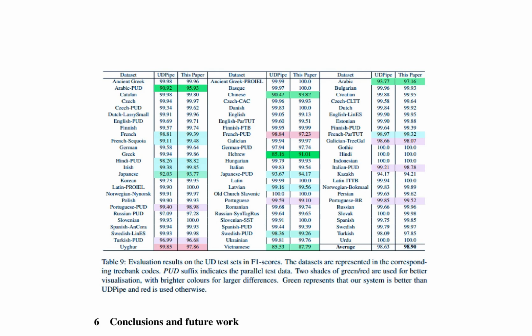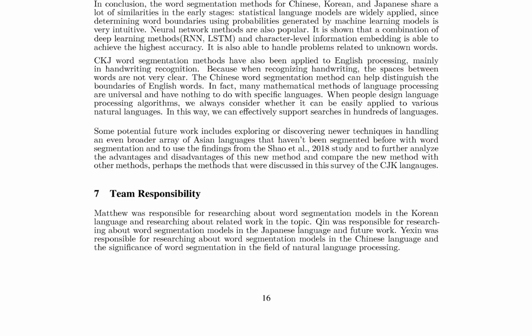The authors emphasize the importance of word segmentation in natural language processing, as it directly impacts parsing accuracy. They suggest that future work could involve exploring newer techniques for handling a broader array of Asian languages and analyzing the advantages and disadvantages of the new method compared to other methods discussed in the survey.